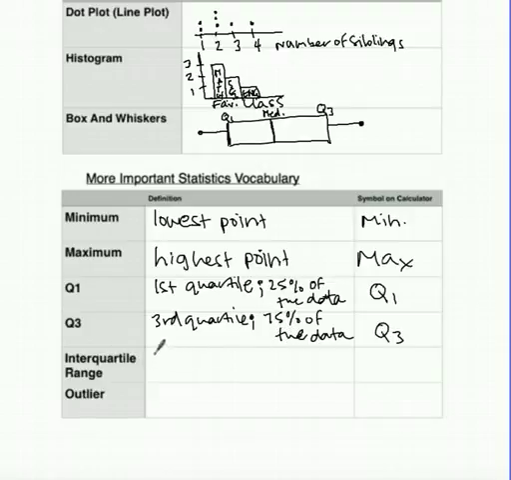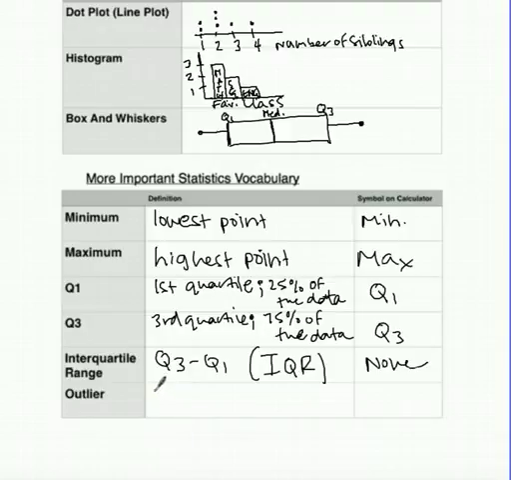Your interquartile range is going to be basically the distance in your box. So it's going to be your Q3 minus your Q1. So there's actually not a symbol on your calculator, but they do give you Q1 and Q3, so you can easily figure out what your interquartile range is. A lot of times you'll hear interquartile range referred to as IQR.